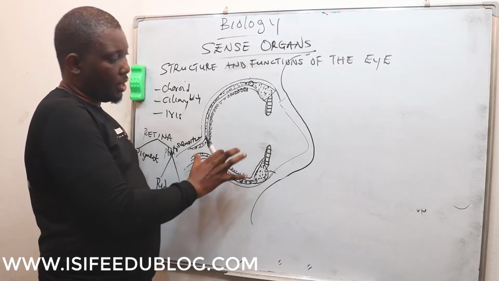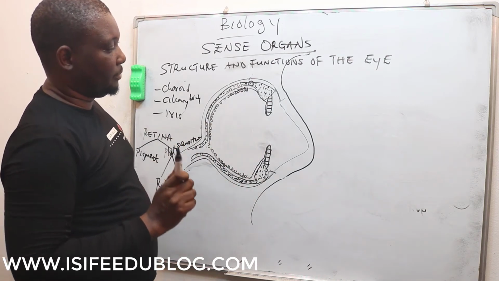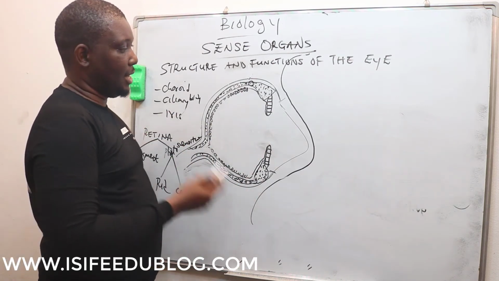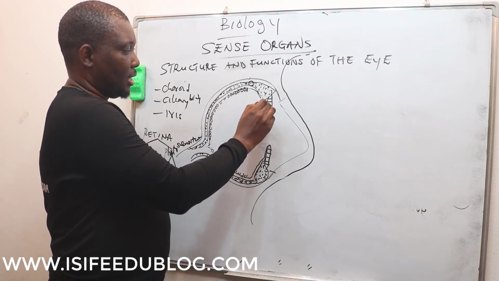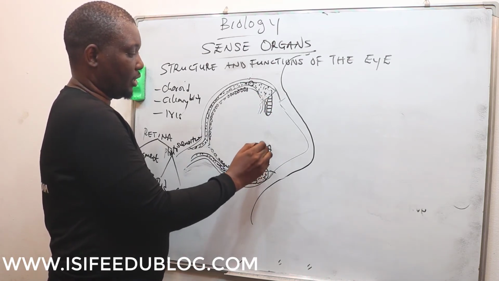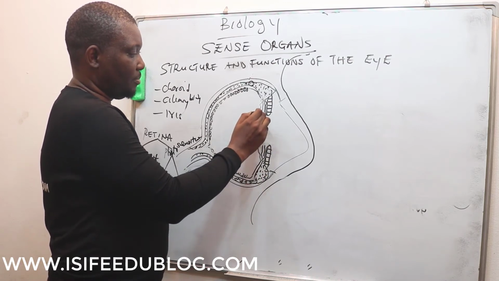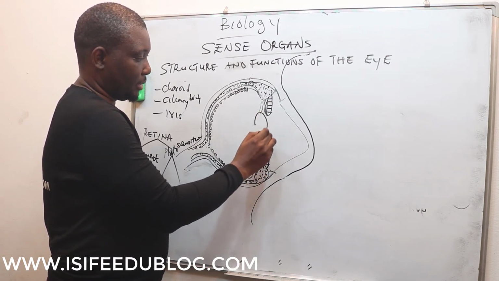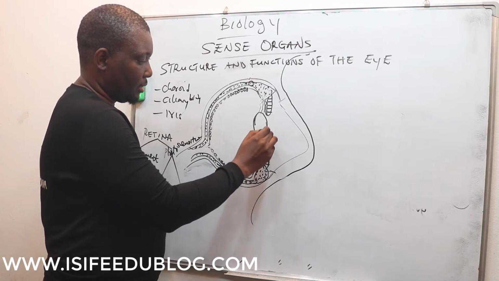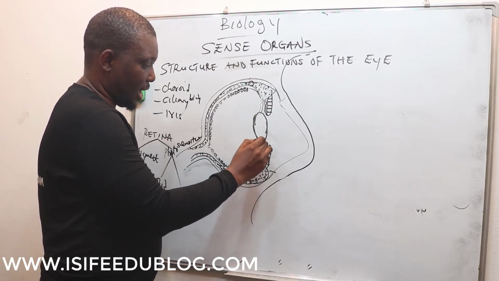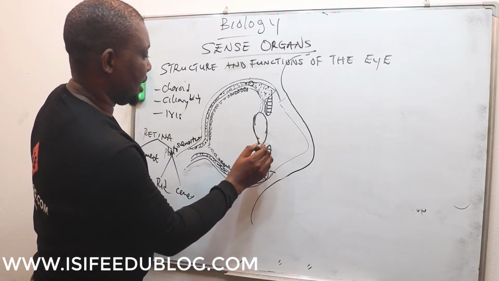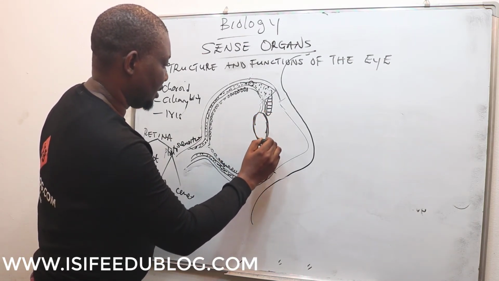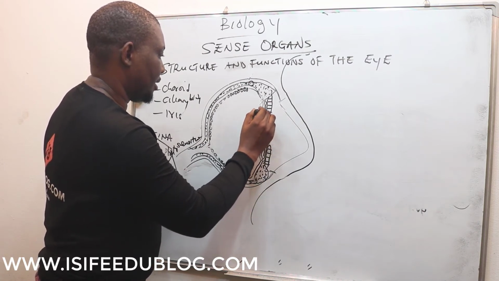So we're able to draw a typical eye, but one thing is remaining, which is the lens. The lens. So there is a suspensory ligament here and here, which tends to hold firmly this part of the eye, which is called the lens. So the lens is being suspended by a suspensory ligament.